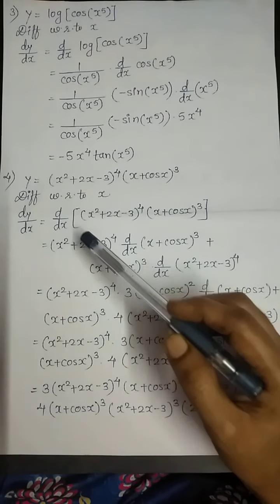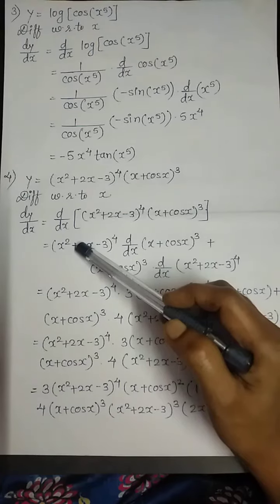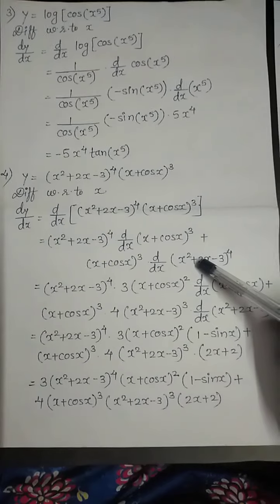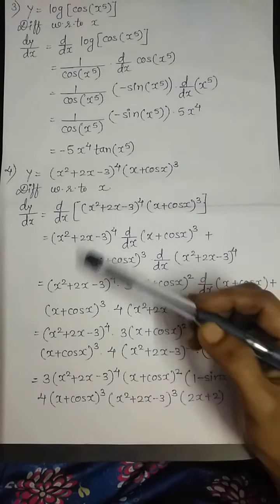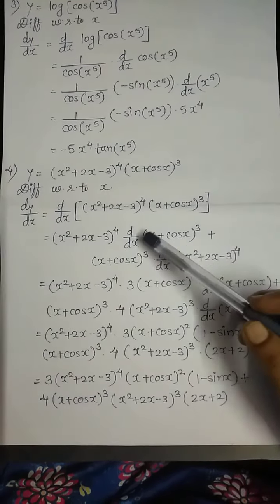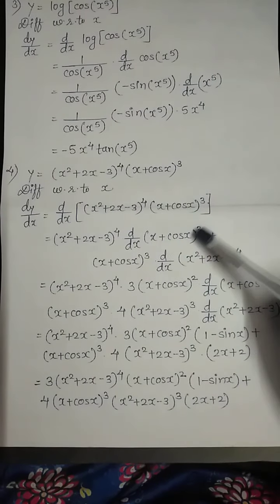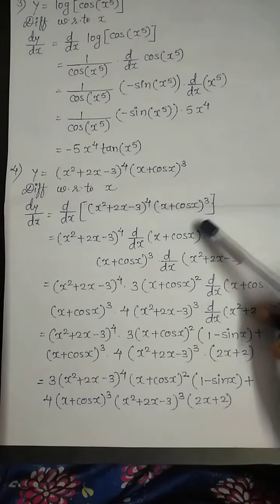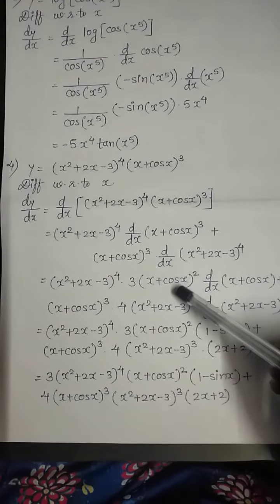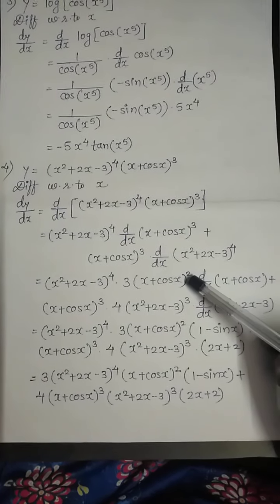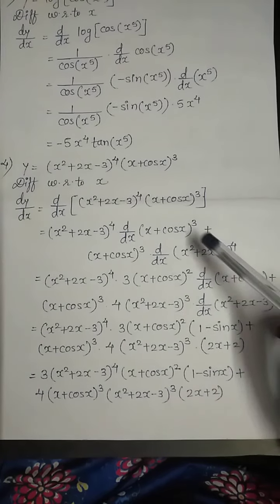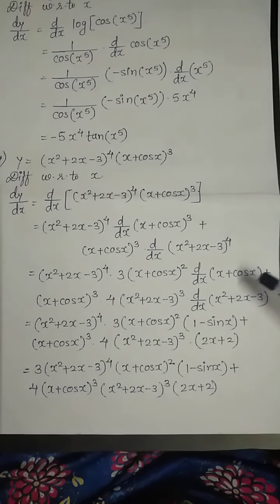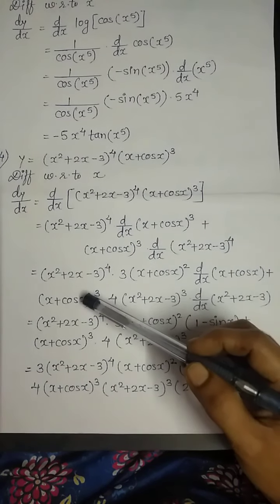So here applying u into v rule, we will get u derivative of v plus v derivative of u. So here first u as it is, then we want the derivative of v, means derivative of this function. So here we are applying the formula of x raised to n. So 3 into (x plus cos x) raised to 3 minus 1, that is 2, into derivative of the term which we have considered as x. So derivative of x plus cos x.